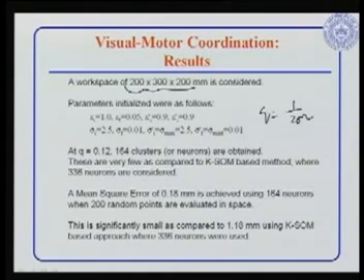In the last class we said that in a Kohonen cluster, 7 into 12 into 4 neurons were considered, but here it is only 164 clusters. A mean square error of 0.18 mm is achieved using 164 neurons when 200 random points are evaluated in space. This is significantly small as compared to 1.18 mm using the k-means based approach, where 336 neurons were used. This is the result that we showed in the last class using the Kohonen quantum clustering algorithm.